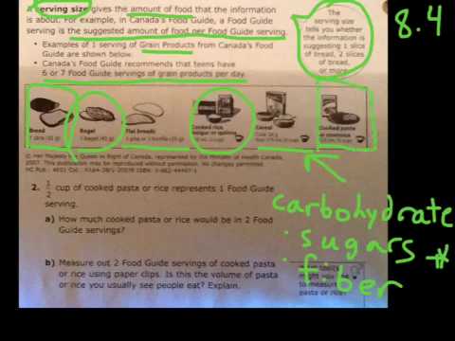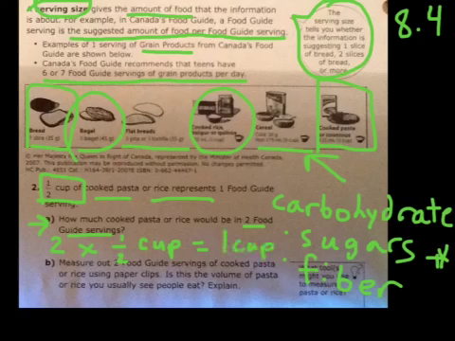Anyway, let's look at a question that relates to this. We've got a half cup of cooked pasta or rice, representing 1 food guide serving. They want to know how much cooked pasta or rice would be in 2 food guide servings. So we're looking at 2 food guide servings, so we're going to take that number of servings and multiply it by what 1 serving size is. We just read in the introduction that half a cup is a serving size. So in 2 food guide servings, we're going to have 1 cup of pasta or 1 cup of rice.